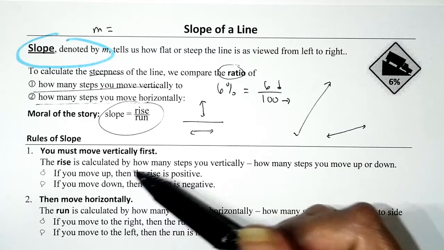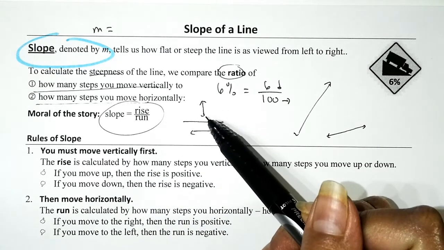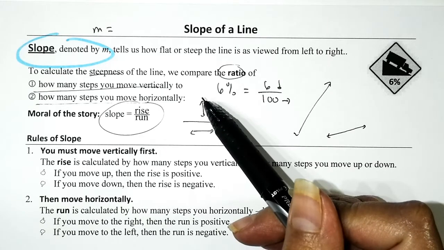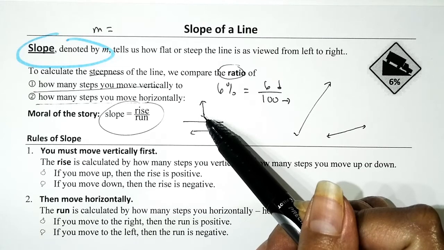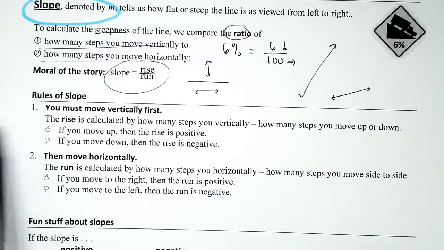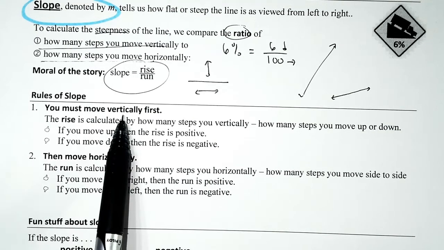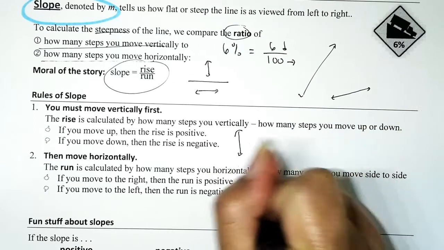We already said we have to go up or down and then side to side. But the question is, if I go up, is the rise going to be positive or negative? If I go down, is the rise going to be positive or negative? Same thing for the run. So, rules of slope. One, you have to go up or down first, and then side to side.